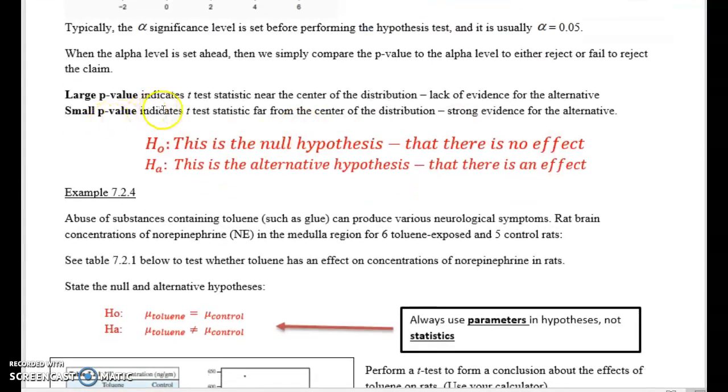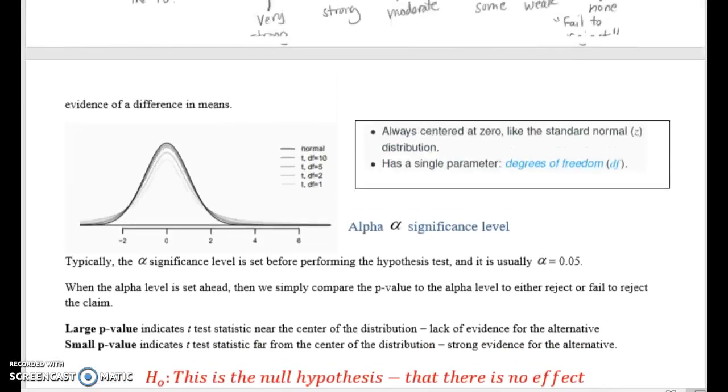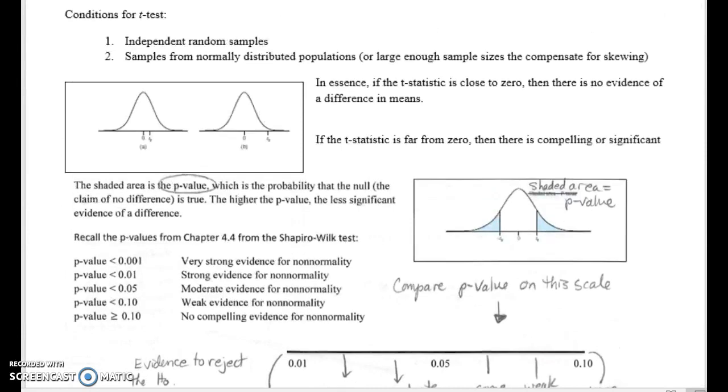Again, a large p-value indicates the t-test statistic is near the center of the distribution. We have a lack of evidence for the alternative. Let me see if I can get that picture for you. Here, if our t-test statistic comes out to something close to 0, then we don't have anything interesting happening, no compelling evidence. Because if you think about it, if you draw a vertical line from your t and calculate the entire area to the right, that's a large area.